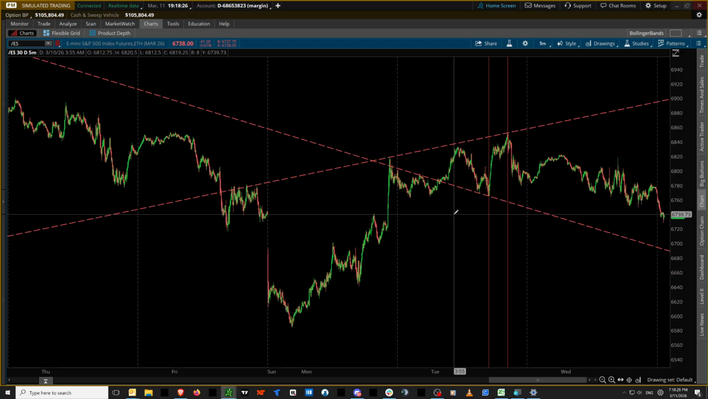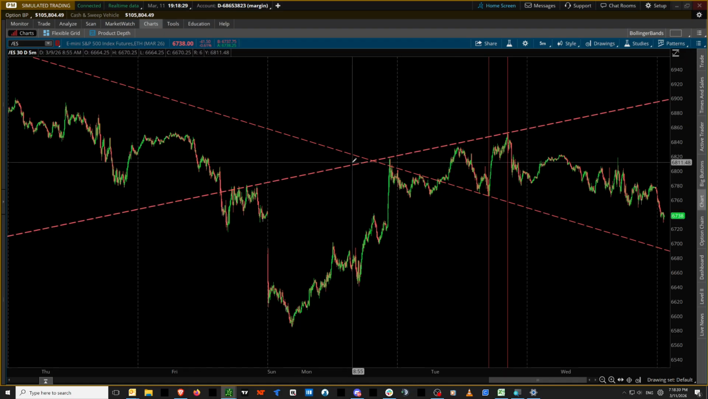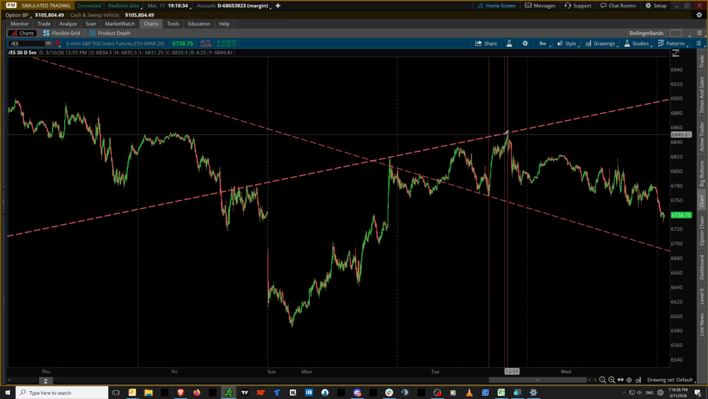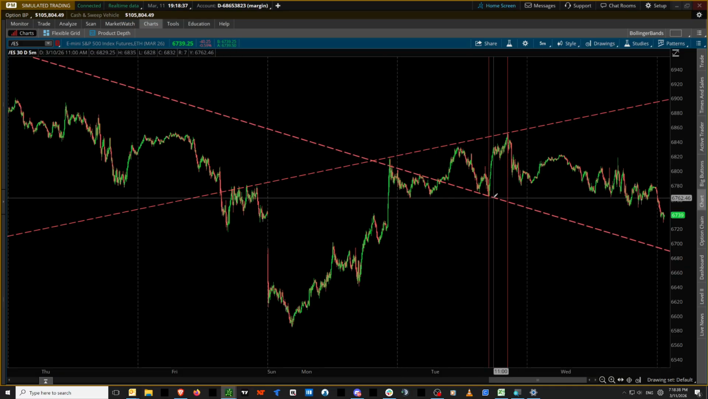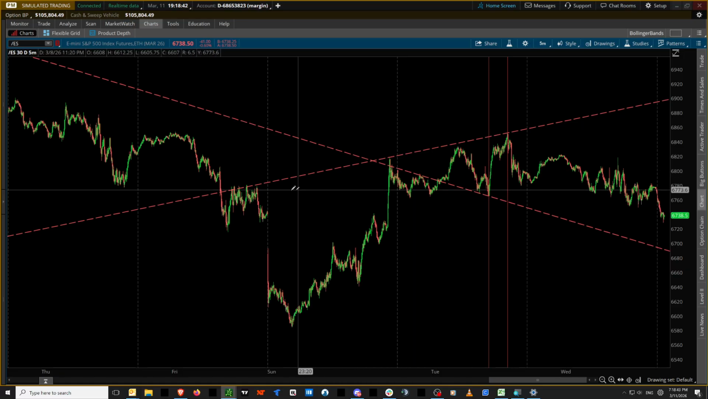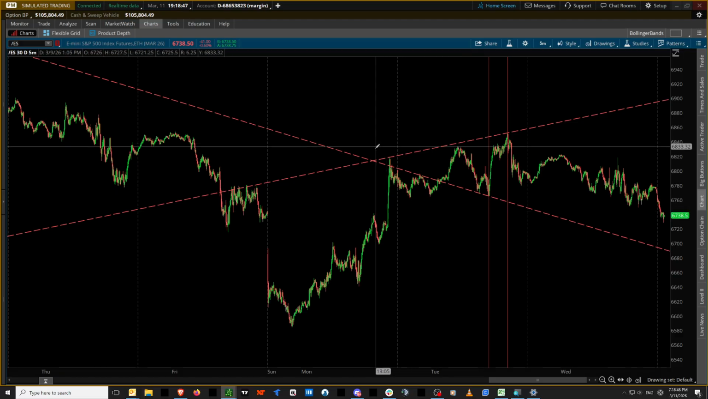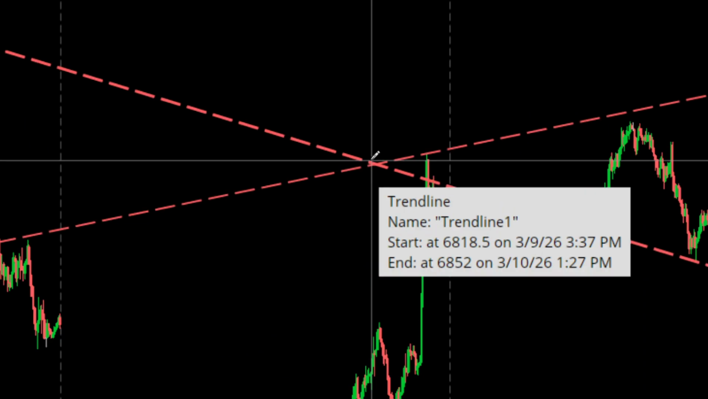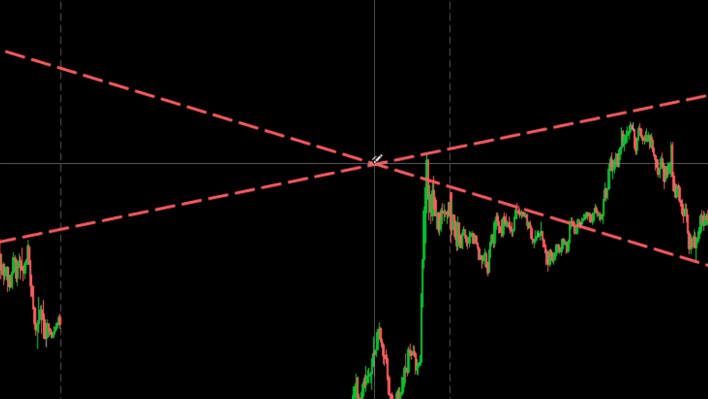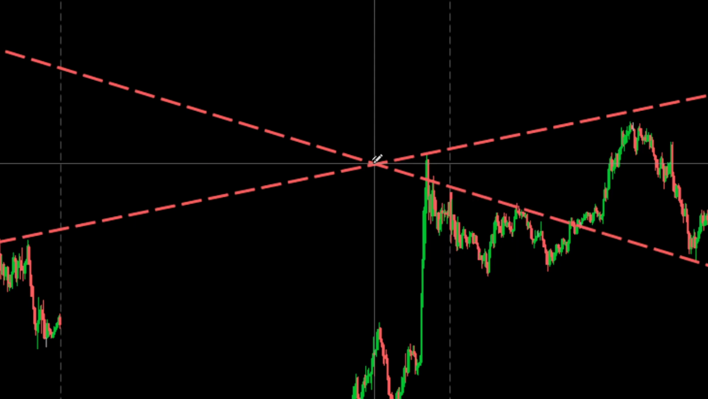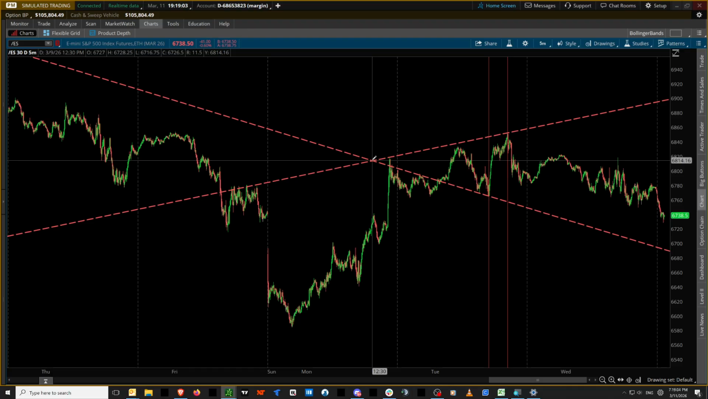All right, so we've got our broadening formation. I've got this upward trend line based on a series of significant highs, and then I've got my downward line based on a series of significant lows, and I've gone back in time to validate these lines, if I can. This spot right here is called the vertex, V-E-R-T-E-X. This is the intersection of those two lines, and this will be from where every new line starts.